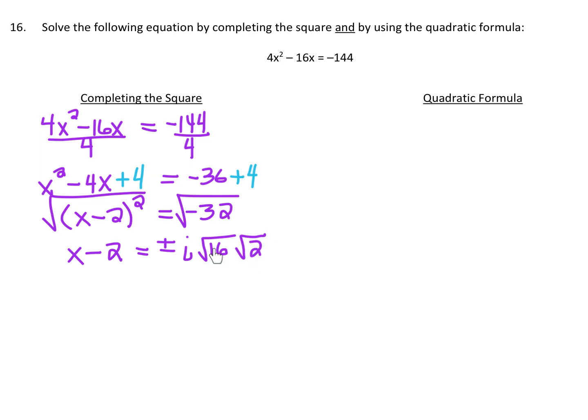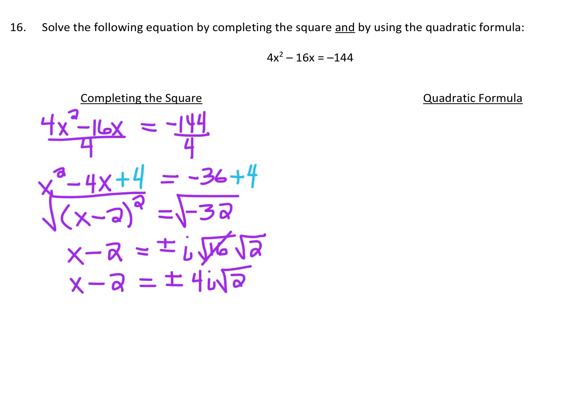All right, we know that the square root of 16 is 4. So I could rewrite this as plus and minus 4i radical 2. Let's rewrite that as plus and minus. This becomes a 4i radical 2. And then we could just bring down the left side of the equation.